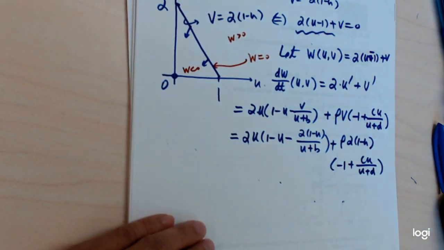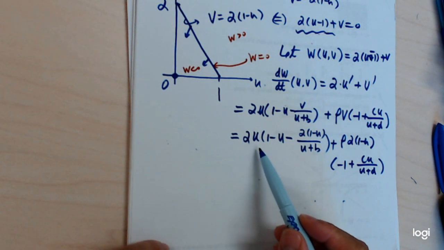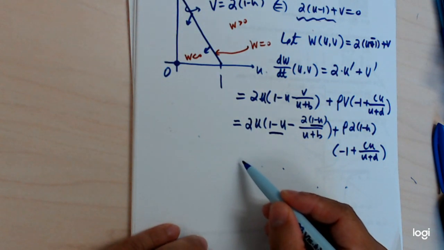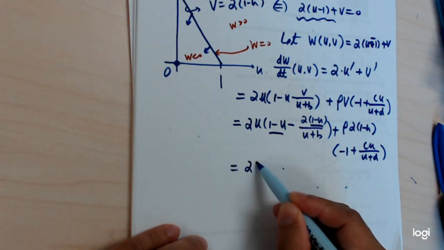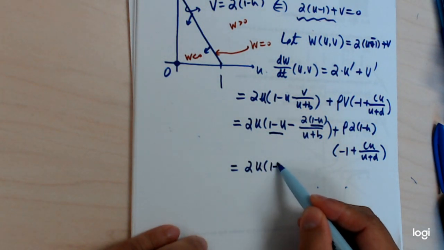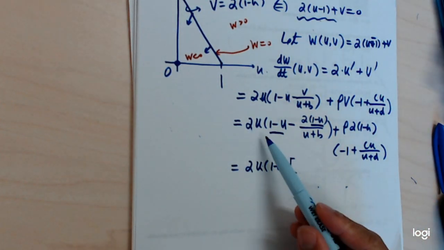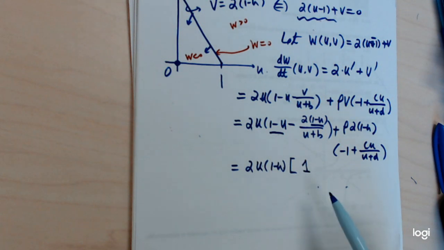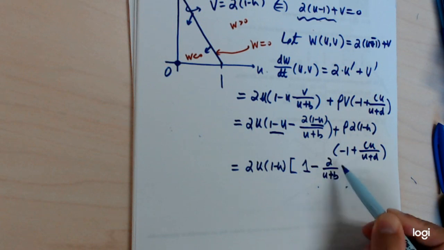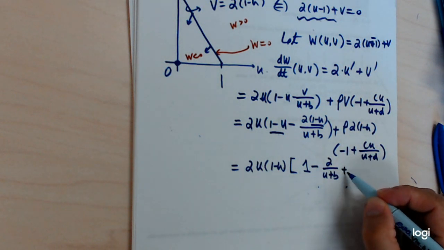I still can't tell the sign. And notice now I can factor things out. See this, there's a 1 minus u here, and there's another 1 minus u here. I can factor that out. Take out alpha u (1 minus u). And here's what I left behind. I factor this out, I got a 1 left behind minus alpha over u plus b. So if you take this term out, that's what you get. And back there, you get something like this.